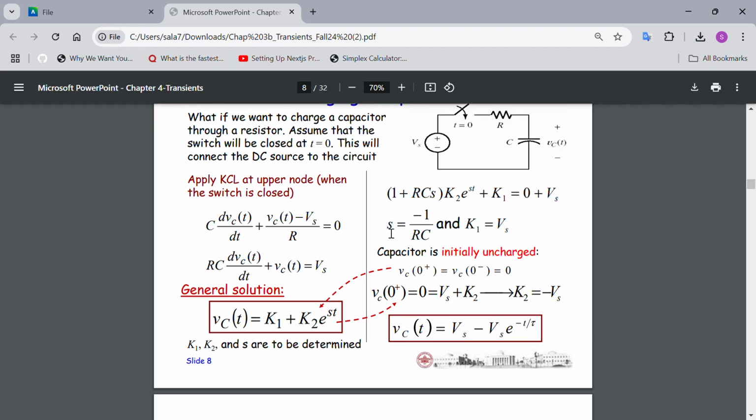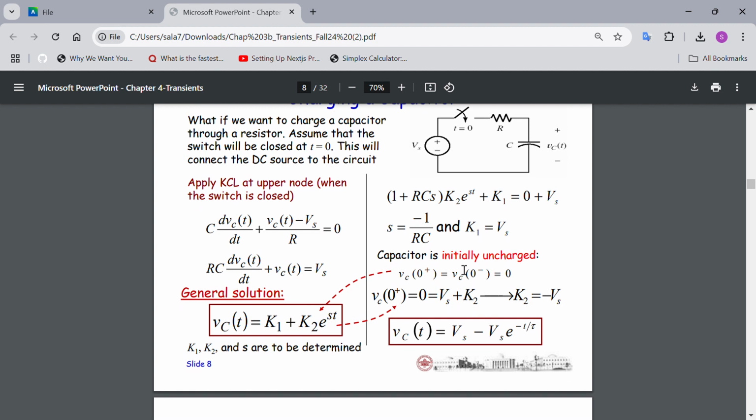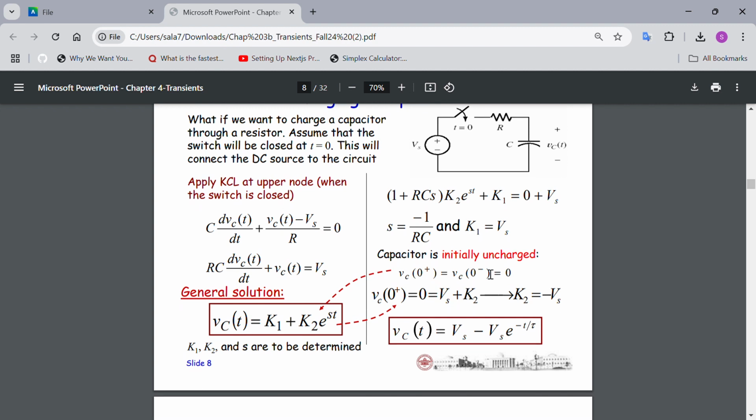From that we can say that s is equal to -1 over RC and k1 is equal to Vs. We assume the capacitor is initially uncharged. So Vc after the switch is closed is equal to Vc before the switch was closed, when it was open, and it is equal to 0. Before and after the switch closes, the charge is the same and the voltage is the same, which means the voltage across the capacitor is 0.